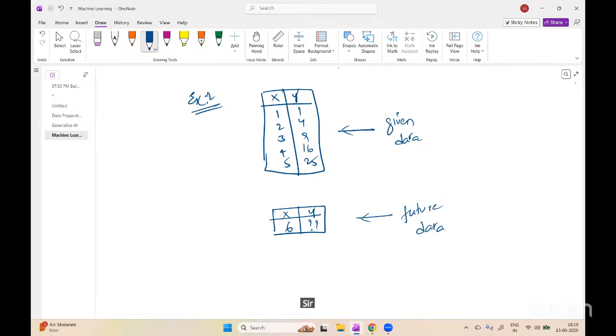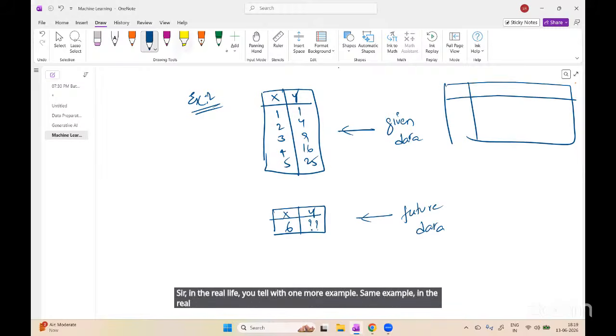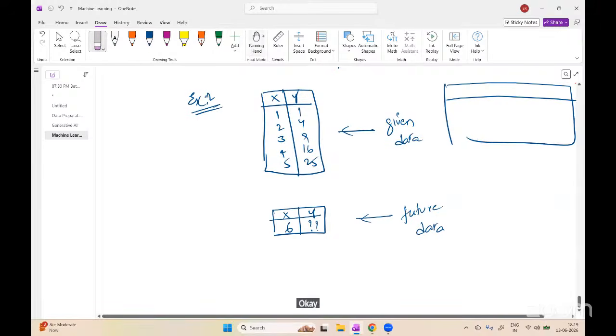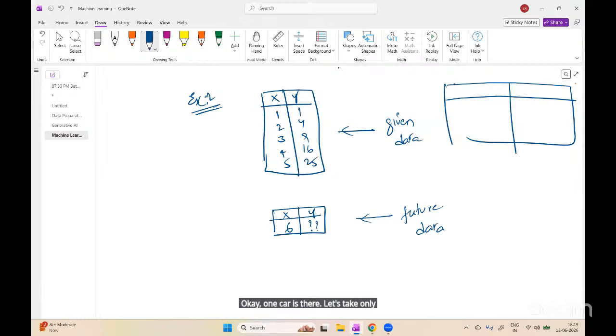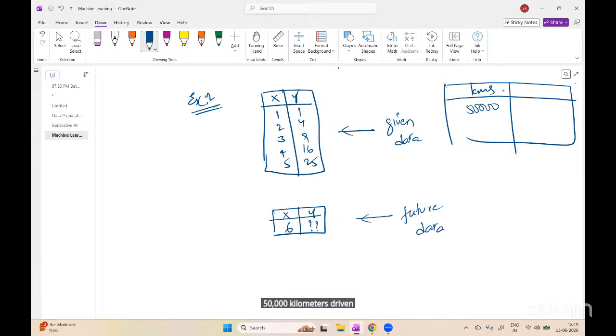Sir, in real life, tell us with one more example. Same example in real life. For example, based on the number of kilometers driven of a car. Let's take only one input column. The column name is number of kilometers driven. 50,000 kilometers driven, one car. What is the price of that car? The price of that car is 6 lakhs. Used car price is 6 lakhs.